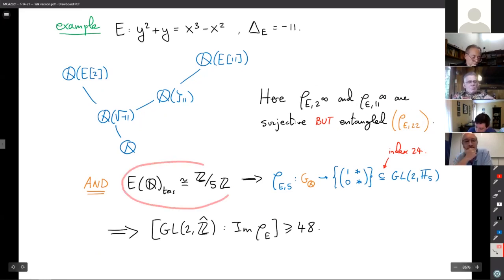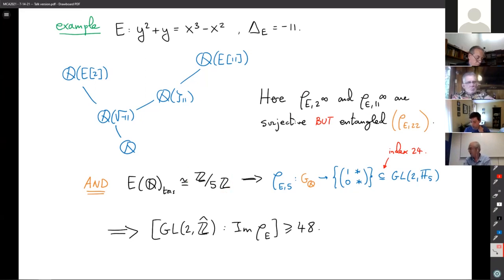It turns out that this elliptic curve has a point of order 5 defined over Q. So now we also have to consider what's happening in the 5-adic representation. The fact that there's a point defined over Q forces the image, with respect to a basis where the generator of this subgroup is the first point here, to be a Borel, some upper triangular matrix like this, and that already has index 24.